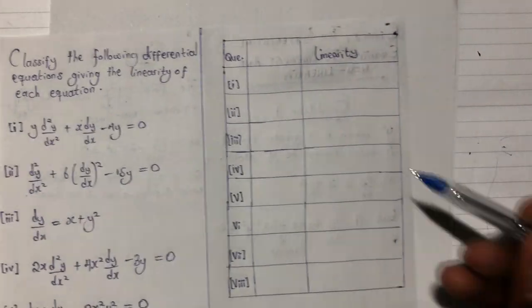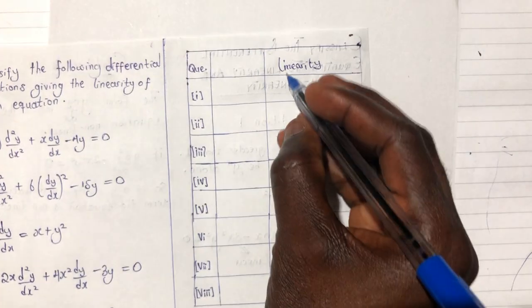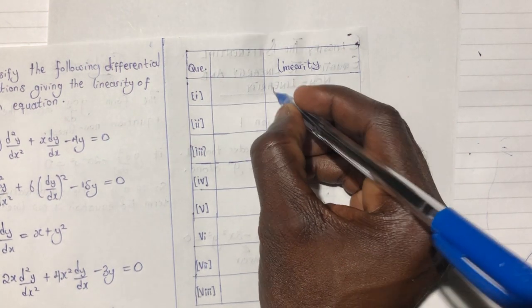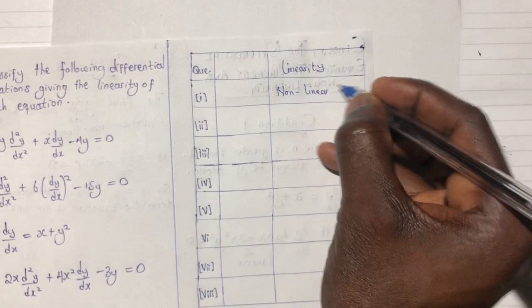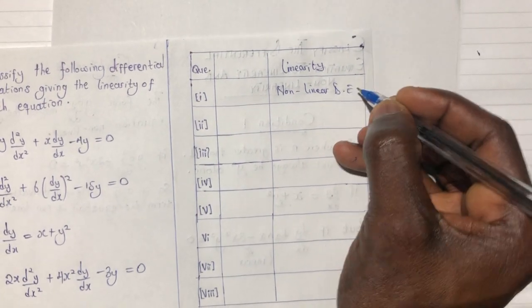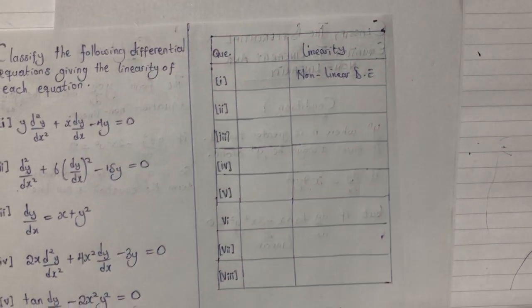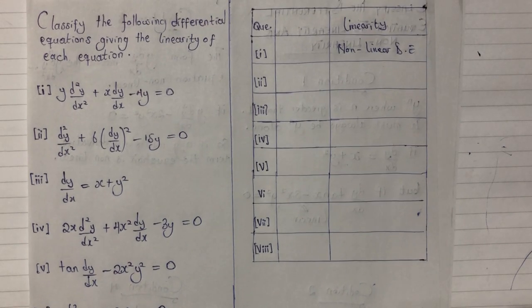So here you can draw the table as I have done here. You just write nonlinear differential equation. So let DE be the differential equation. Then let's move on to number 2.